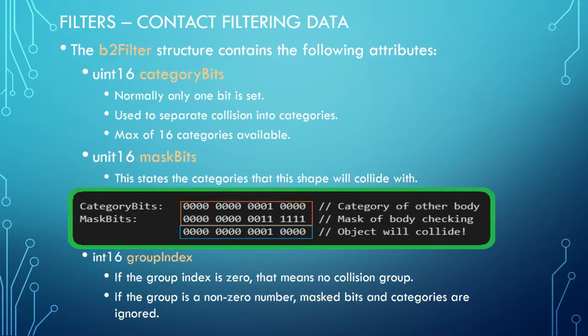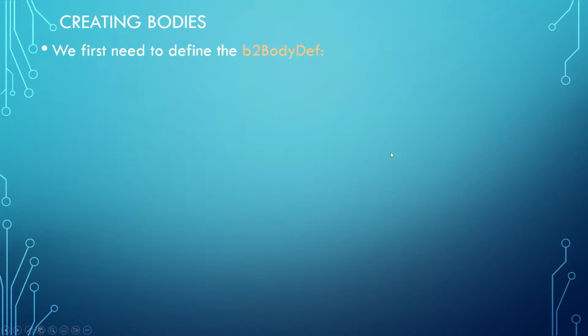Okay, so that's enough about filters for now. We'll definitely have to get into those in more depth later. So now let's quickly go over how to create a body in the world. The first thing that we need to do to create a body is to define the b2BodyDef. The body def has a bunch of properties that we can set.